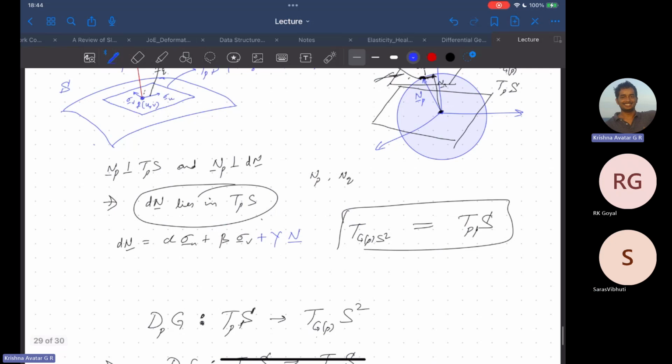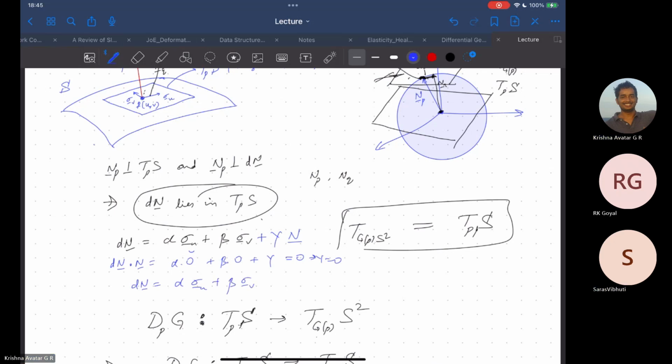However, if you take the dot product of dn with n, then this term is alpha into 0 plus beta into 0 plus gamma times n dot n, which is 1. But you know that dn dot n is 0. So it means that gamma is 0, which means that the dn vector is only alpha sigma u plus beta sigma v, right?